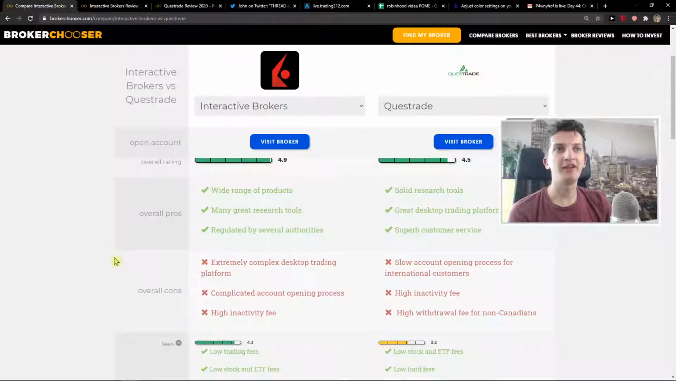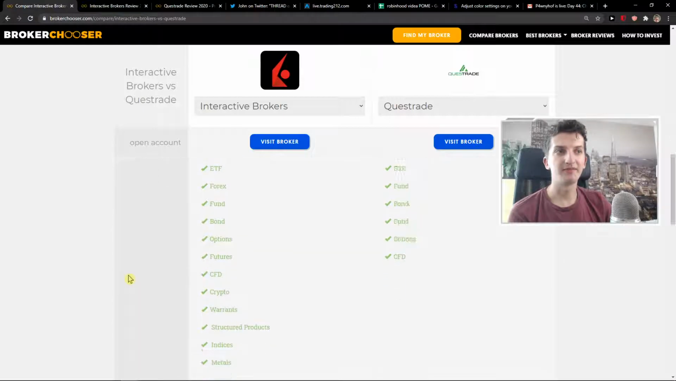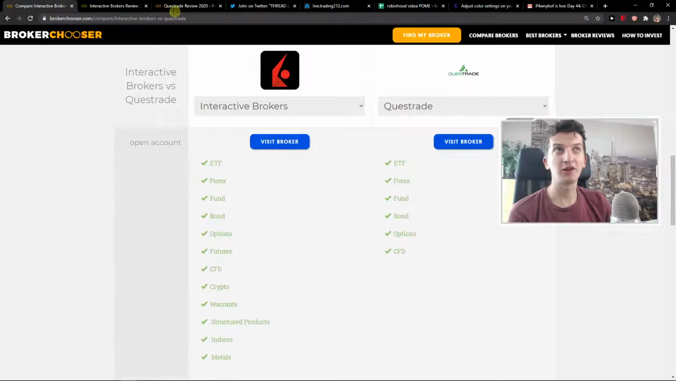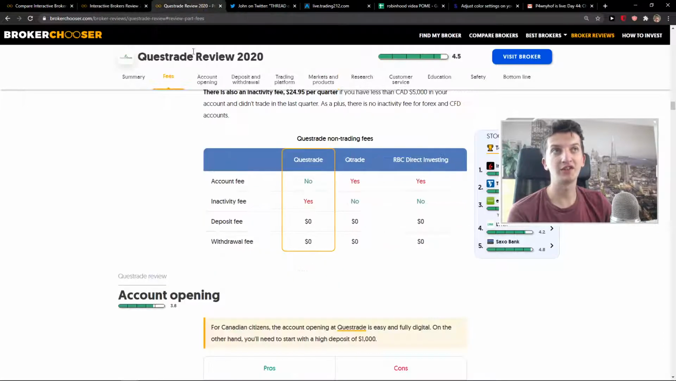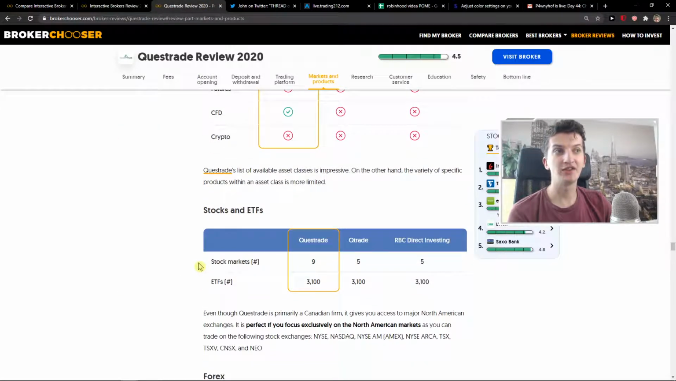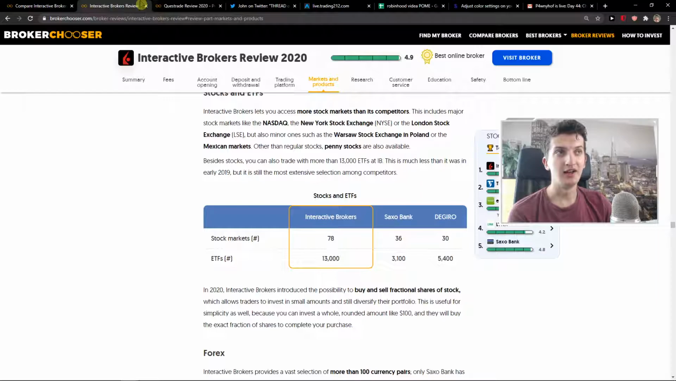Let's compare another thing, and that's markets and products. Of course, Interactive Brokers has much more to offer in the markets and products department. They have huge ETF and stock possibilities that you can invest in. If you look at what you can invest in with QUESTRADE, stock markets is 9 and ETFs 3,000, compared to Interactive Brokers, which is 78 stock markets and 13,000.